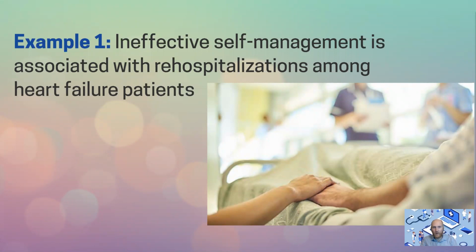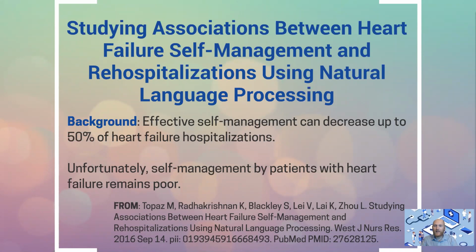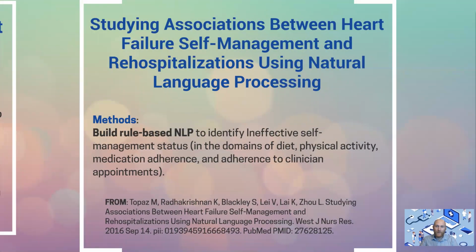In this study, we show that natural language processing can identify ineffective self-management that is associated with rehospitalizations among patients with heart failure. In terms of the background, effective self-management can decrease up to 50% of heart failure hospitalizations. Unfortunately, self-management by patients with heart failure remains poor. In terms of methods, we understood that much of self-management information is captured in the free text clinical notes, and we didn't even have structured categories, those drop-down boxes that you can click on that would identify that somebody has problems with self-management. So we wanted to build a natural language processing pipeline to identify ineffective self-management status in the domains of diet, physical activity, medication adherence, and adherence to clinician appointments.